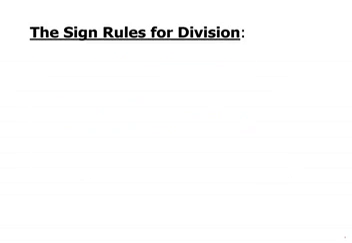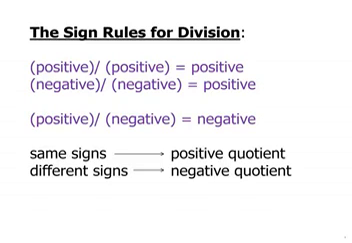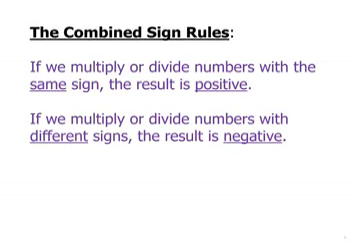The rules for division are similar. Positive divided by positive is positive. Negative divided by negative is also positive. The negatives cancel. But if we do positive divided by negative or negative divided by positive, we get a negative. And so again, same signs lead to a positive quotient, different signs lead to a negative quotient. So we can just put everything together and combine sign rules. If we multiply or divide numbers with the same sign, the results are positive. If we multiply or divide numbers with different signs, the result is negative. So that's a really big fundamental idea there. It's important to be very clear on that.